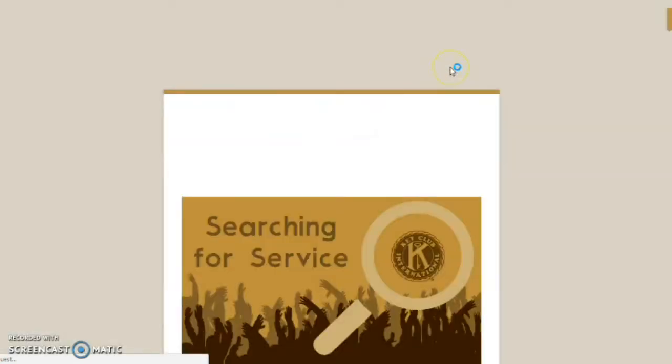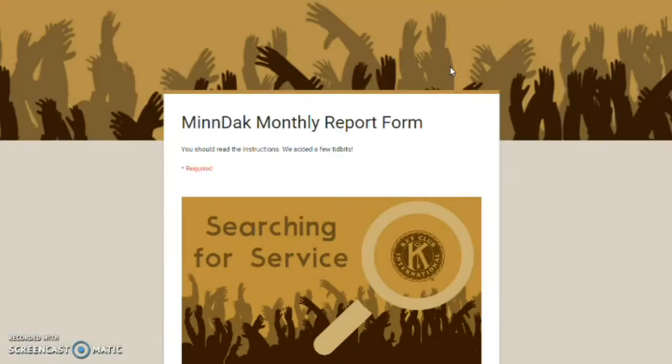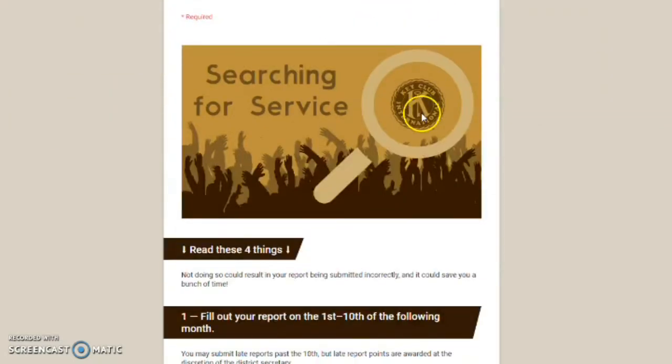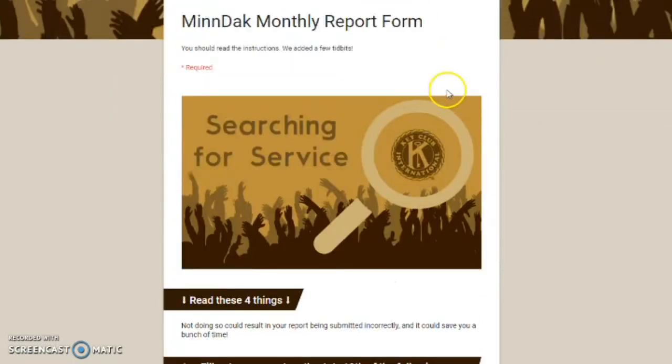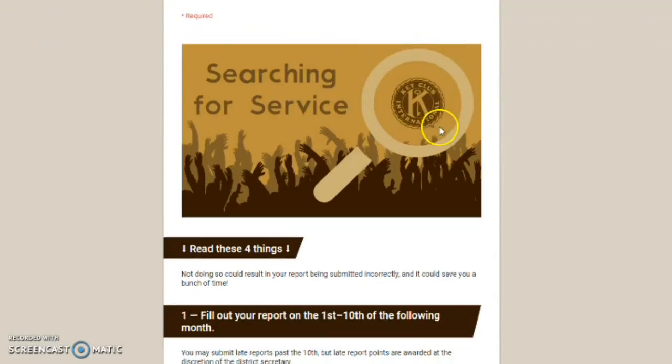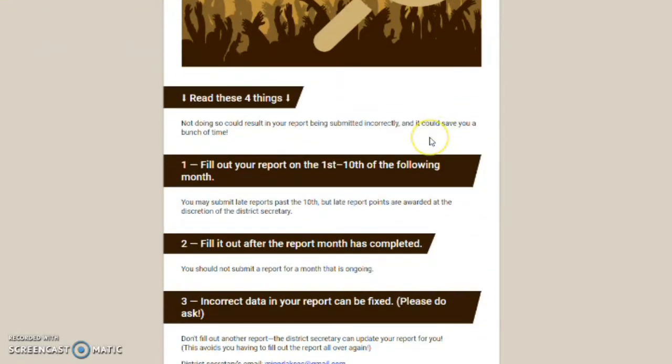The information I'm going to be using to fill out this monthly report is old information from my club last year. But the report is very simple. These monthly reports are very important, so we know how your club is doing and what your club is doing and how they're progressing through the year.